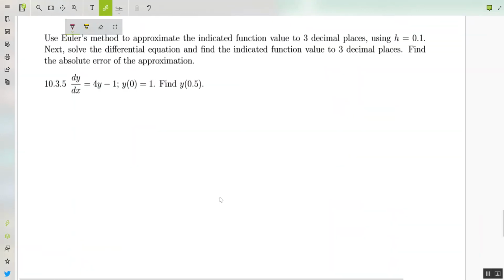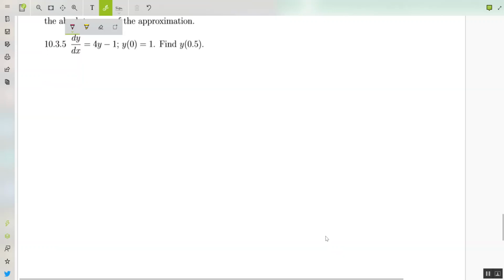Ooh. Find y of 0.05. So I'm going to use Excel to do this. Again, not a shocker there. But at the same time, I'm also going to go ahead and use absolute error approximation. So I'm going to actually solve this and see what the solution is using not technology.